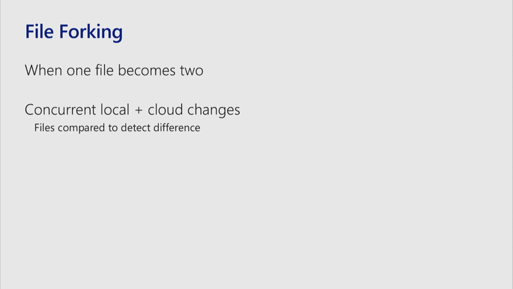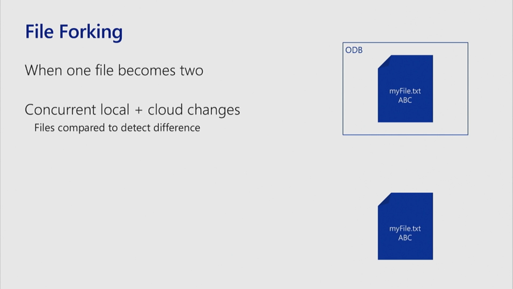So let's walk through an example, and that will help you understand what's actually going on here. Let's assume you have a OneDrive for Business or a SharePoint team site; it applies similarly to that. And you have a file there, myfile.txt, and its contents are ABC. And you've synced that locally, on the bottom, to a similar myfile.txt, whose contents are ABC.